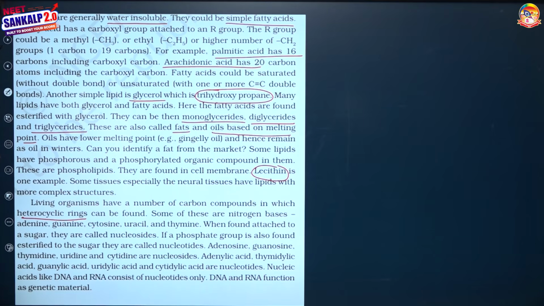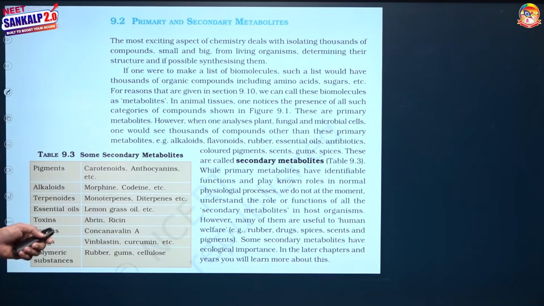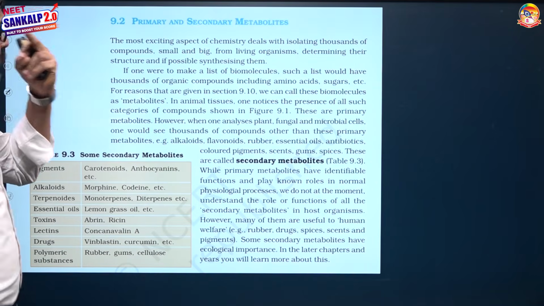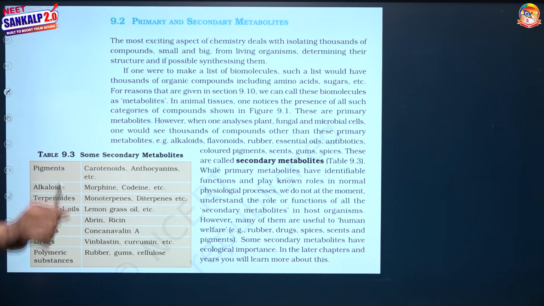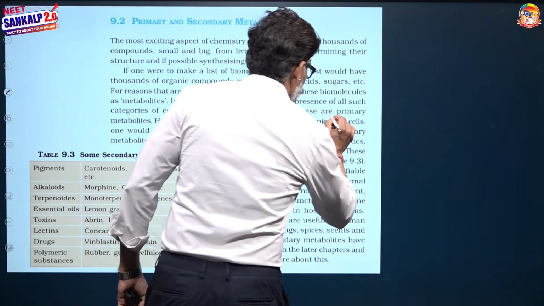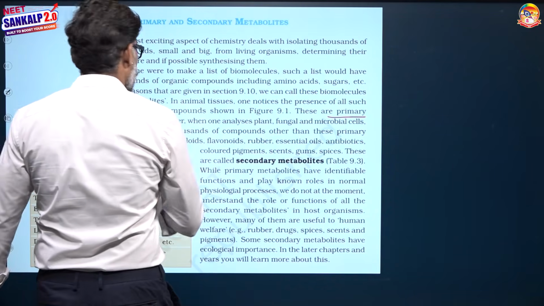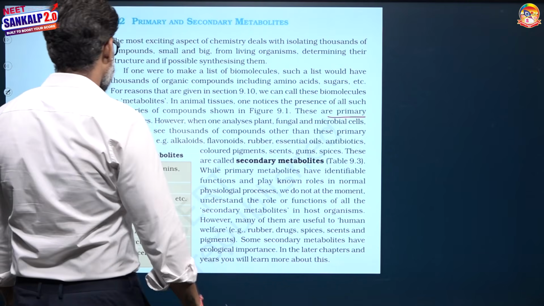So nucleic acids like DNA and RNA consist of nucleotides. DNA and RNA function as genetic material in different organisms. Then primary and secondary metabolites. This also is a very important part. Here there are only a few things that you have to keep in your memory. These are the primary metabolites: carbohydrates, lipids, proteins, etc.